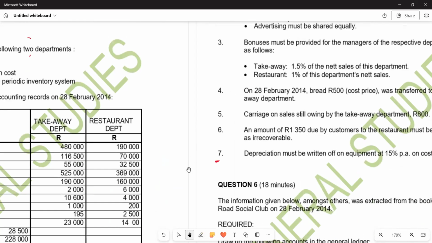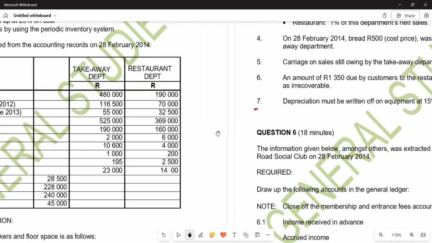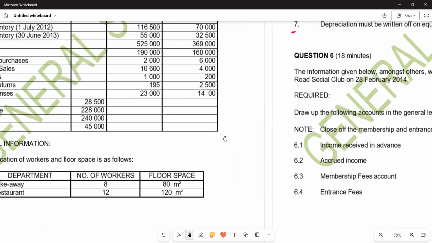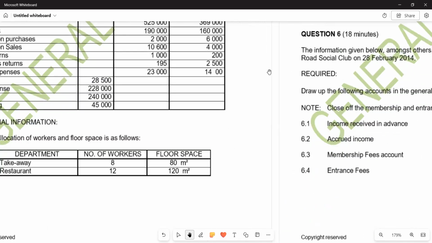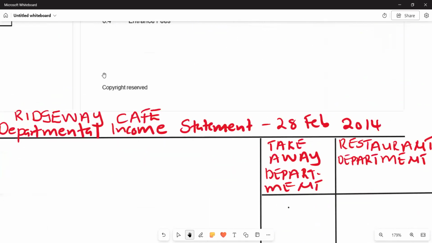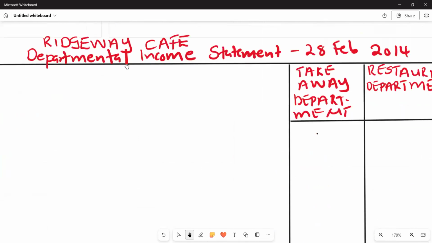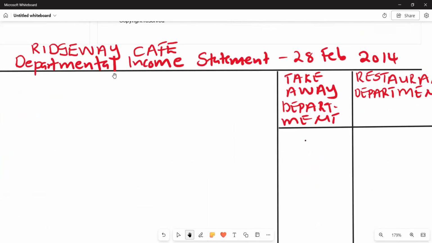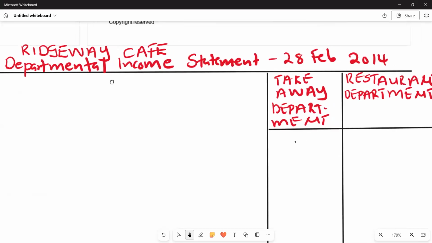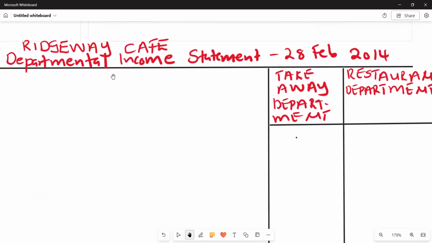Now we go to the other section to see how we present the departmental income statement. This is Ridgeway Cafe, the departmental income statement at the year end 28th February 2017, with a column for takeaway and a column for restaurant. We are going to enter the figures in the respective columns. This is the income statement, so we start with the figure for sales.